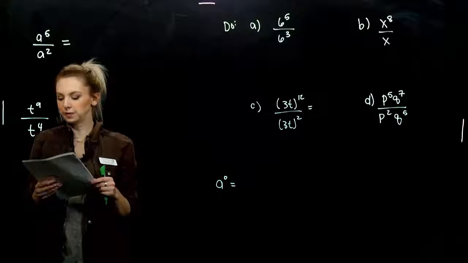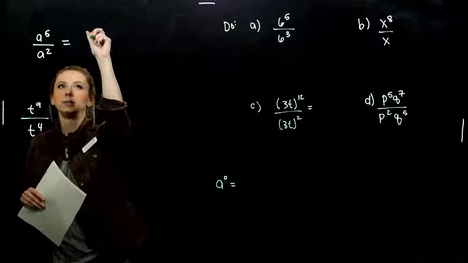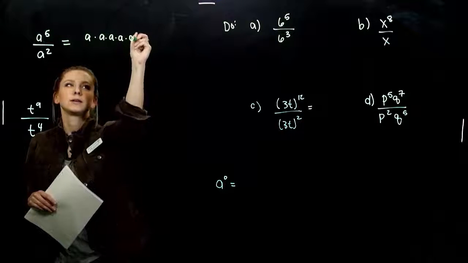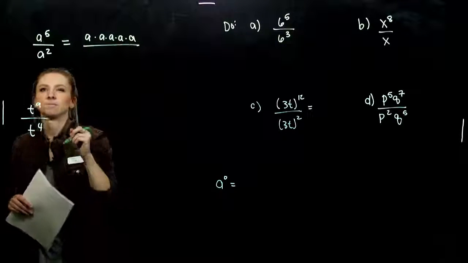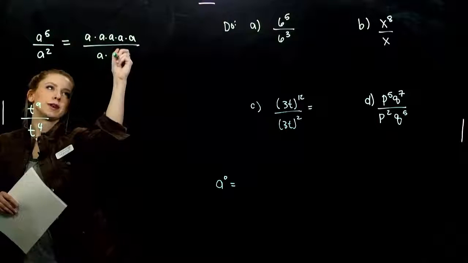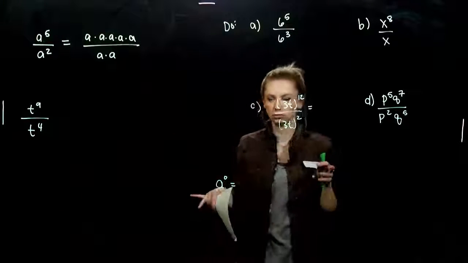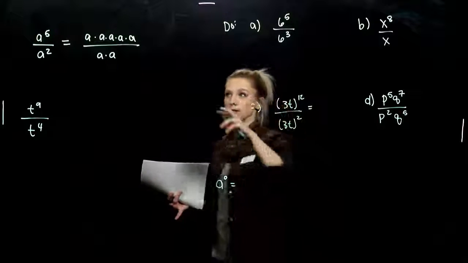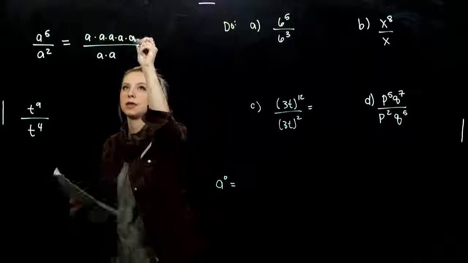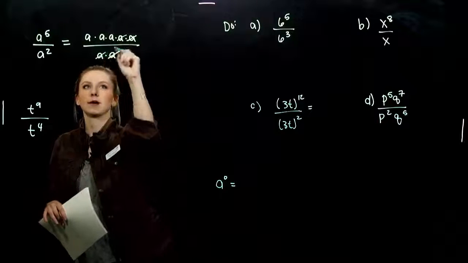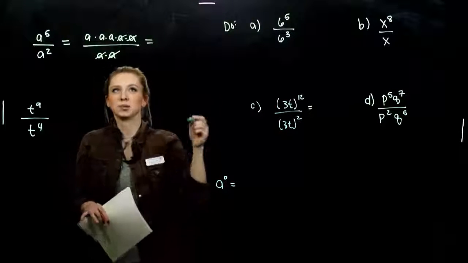But off the bat, I have a to the fifth up top, so that tells me a times a times a times a times a, 5 times in total. And down below, I've got 2 factors of a. So can we simplify that at all? Yes, because the same thing divided by the same thing is 1, so we can cancel those out. We can get rid of another factor. There's nothing else that we can simplify.